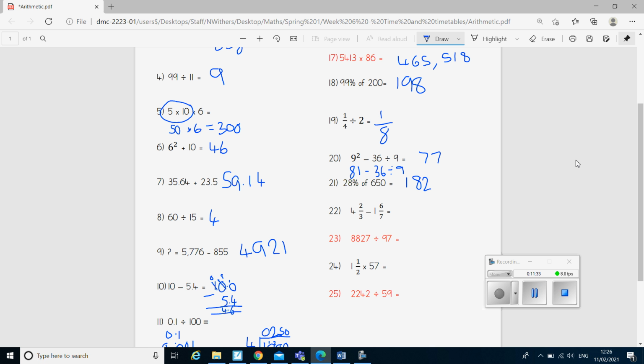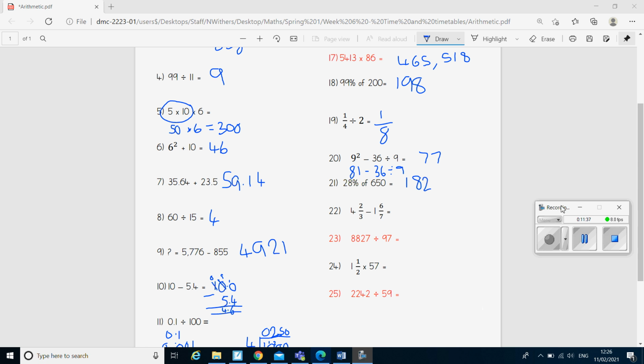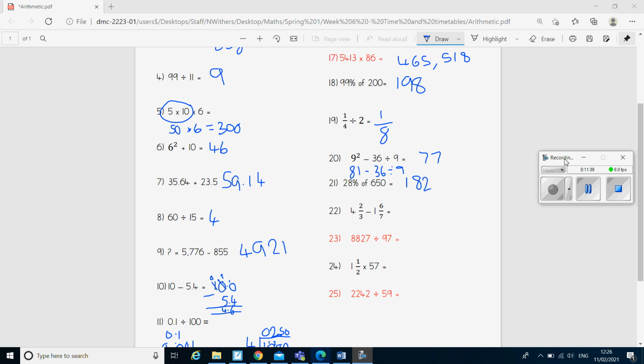Right then, question 22. I think this is the hardest question on this test today. So I will be very impressed if you have managed to get this question right. Okay, here's what I would do to solve this question.